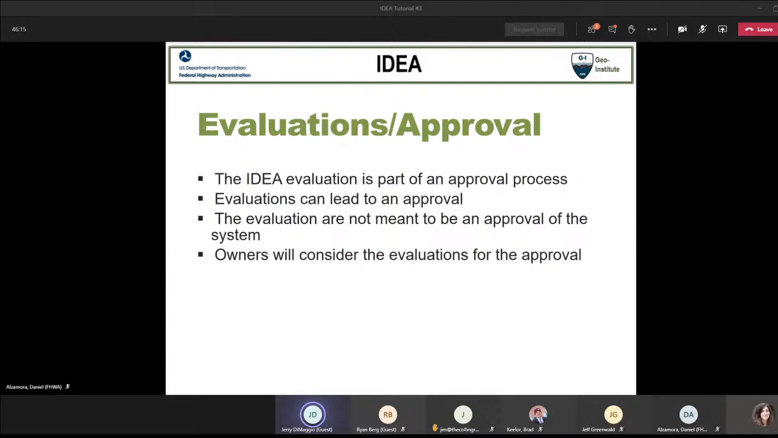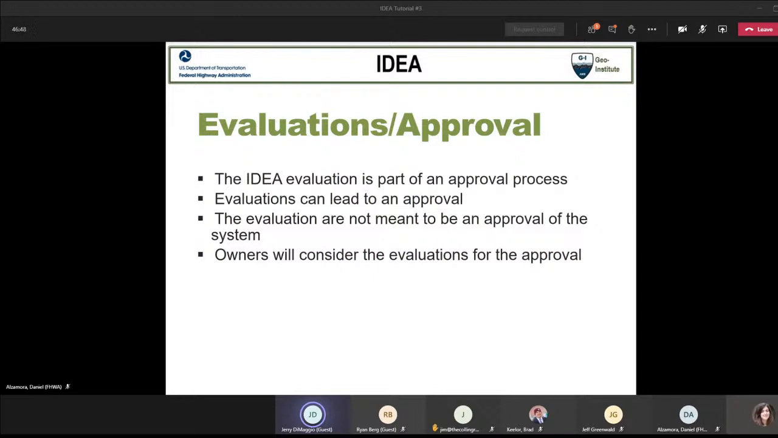So we're focused on the innovations and the unique aspects of the system. And that's important to keep in mind when we talk about the IDEA process. It's not only the evaluation report, but the submittal that's provided, the final version of the submittal by the wall supplier, that is integral and tantamount to the value that's provided by IDEA. So there's a little bit of confusion, to get to the slides, evaluations versus approval.